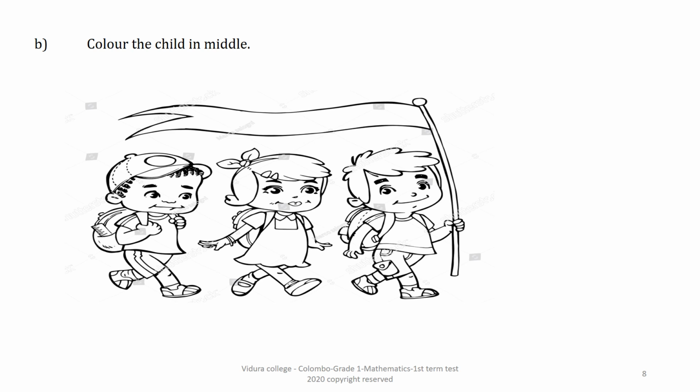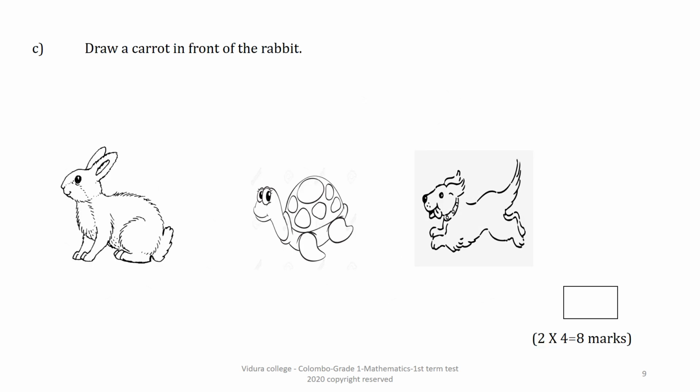Okay. Did you finish coloring the child in middle? Right. Very good. Keep your finger on simple C. Draw a carrot in front of the rabbit.